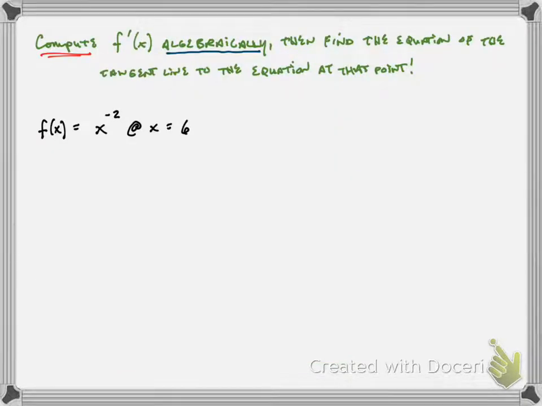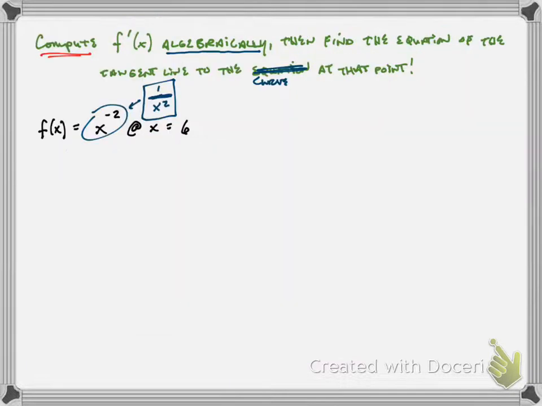Let's look at one more. Compute f prime of x algebraically, and then find the equation of the tangent line to the curve, that should say, really, at that point. So f of x is x to the negative second. Now recall that x to the negative second is the same as 1 over x to the positive second. You can jump the line, change the sign of the exponent. The line I'm talking about is that fraction bar. It's the same as 1 over x squared.